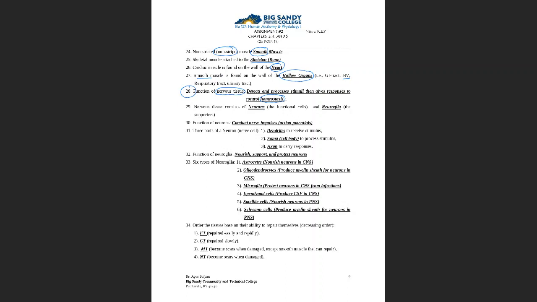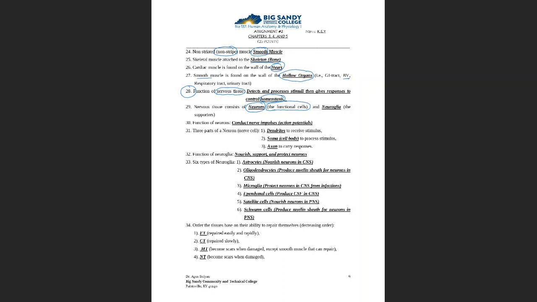Nervous tissue consists of two groups of cells. The first one is called neurons, which is the functional cell of nervous tissue. This is the one that performs the functions to detect, process, and give response. This is the one that performs the job of the nervous system.